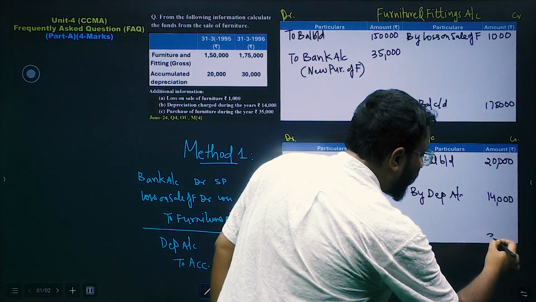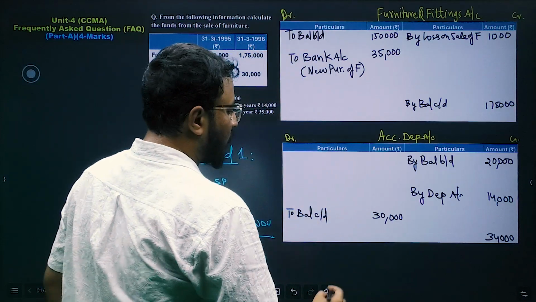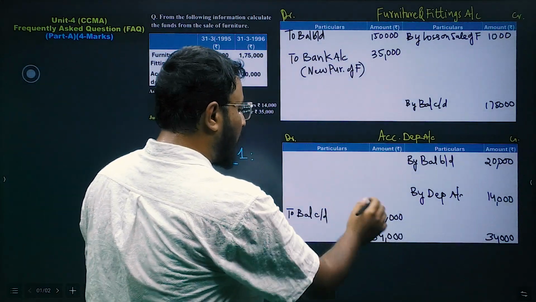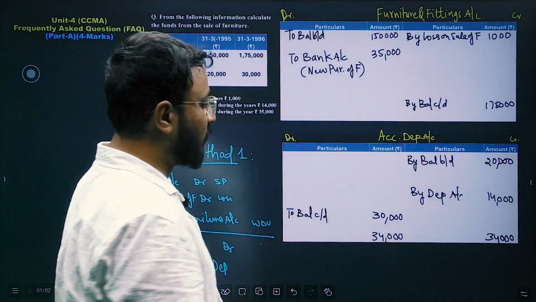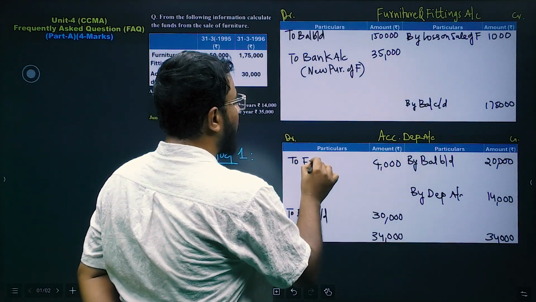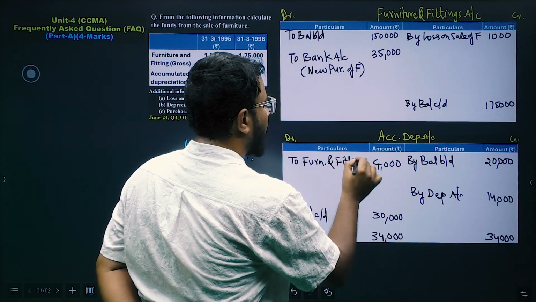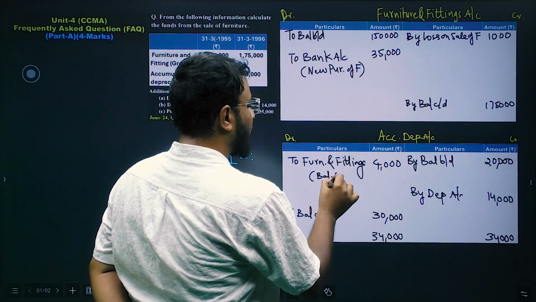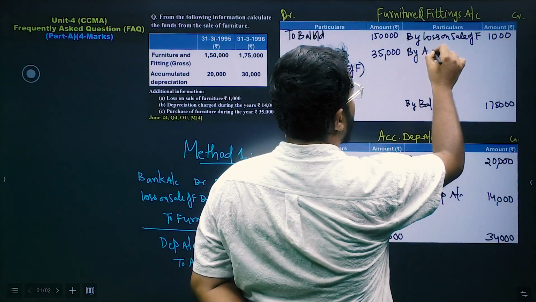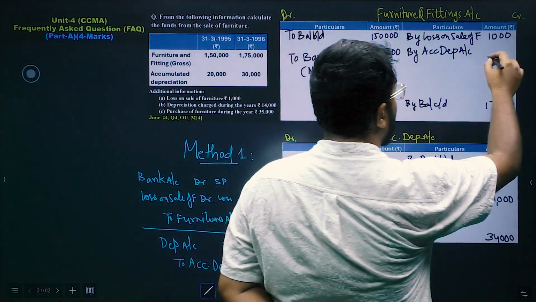అంతా ఇన్ఫర్మేషన్ ప్లాట్ చేసిన తర్వాత నౌ వి విల్ బ్యాలెన్స్ ది అక్యుములేటెడ్ డిప్రిసియేషన్ అకౌంట్ ఫస్ట్. ఇఫ్ యూ సీ క్రెడిట్ సైడ్ టోటల్ విల్ కమ్ హైయర్. 20,000 plus 14,000 will give you 34,000. So highest total I am writing on both sides, 34,000. Already balance carried down is 30,000. So I am writing 4,000 here, which I will send to furniture and fittings account. Okay, 4,000 is the balancing figure of this account. So write it here by accumulated depreciation account and the 4,000.